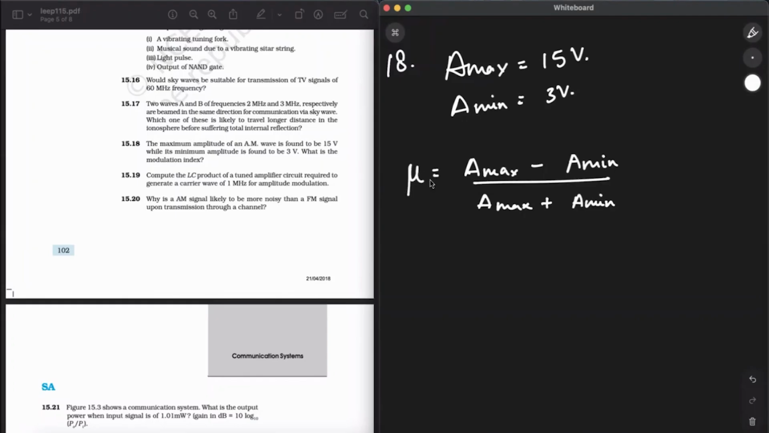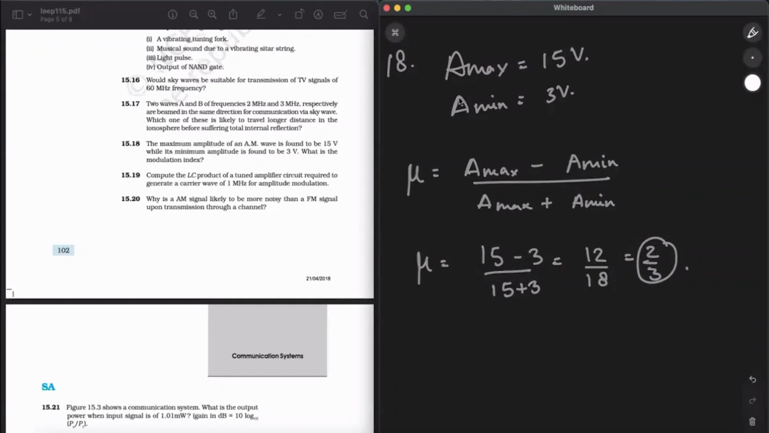See, this topic basically consists of 5 or 6 topics, and they are all easy topics. They are all just formula based. This is such a question that can come in the exam. So it is not a big thing, it's a formula based question. You just have to calculate the modulation index. So 15 minus 3 divided by 15 plus 3. That leaves us with 12 by 18, and that is 2 by 3 or 0.8. So that is the modulation index for this condition.